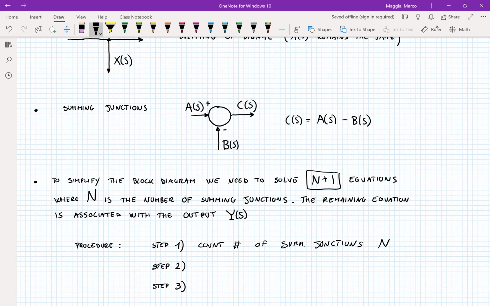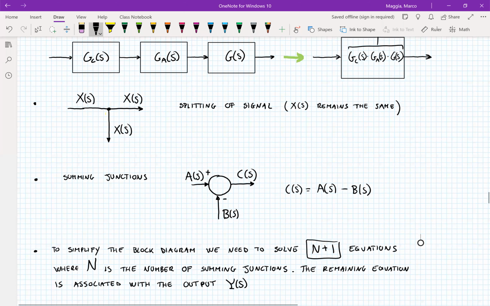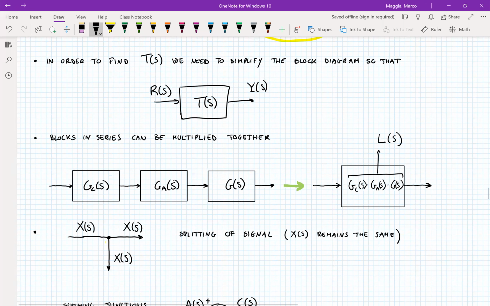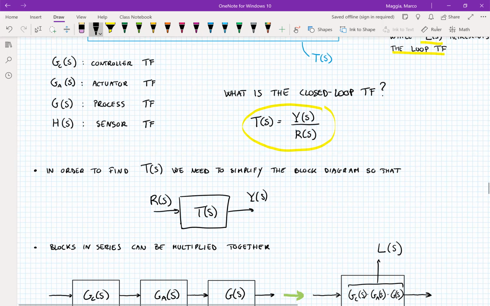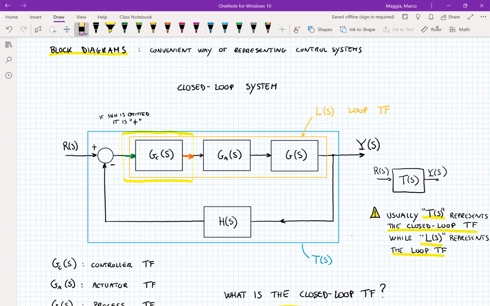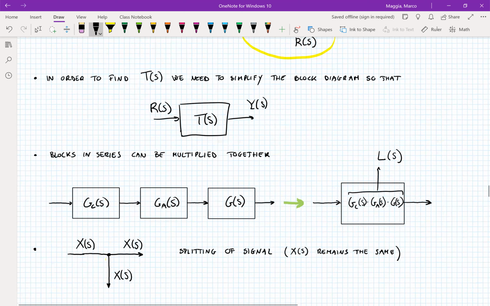And let's apply this to our example. Although it's very generic because it just depicts a common closed loop system, we can apply that to find T of S. Okay, so how many summing junctions do we have? We only have 1. So n is equal to 1.